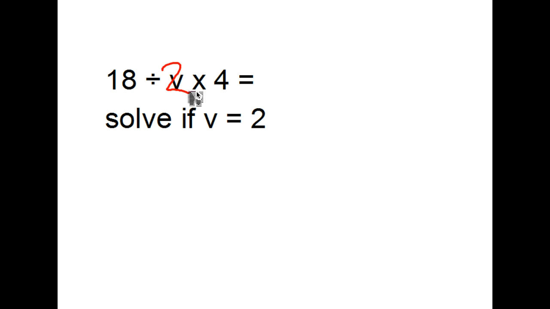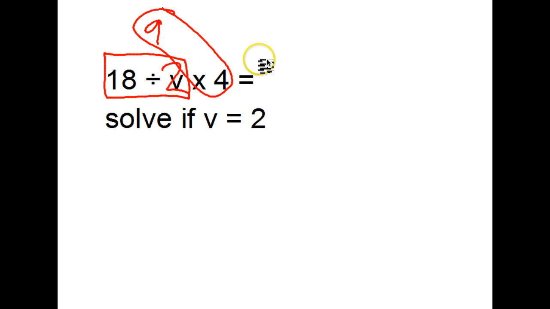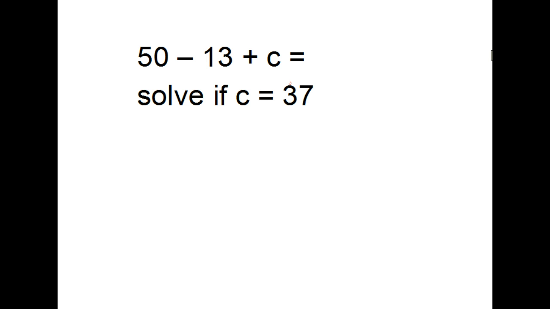2 is going in for v. 18 divided by 2. I'm doing division before multiplying. They're equal power, but dividing comes first. In the problem, 18 divided by 2 is 9. 9 times 4, 36. Try it out.